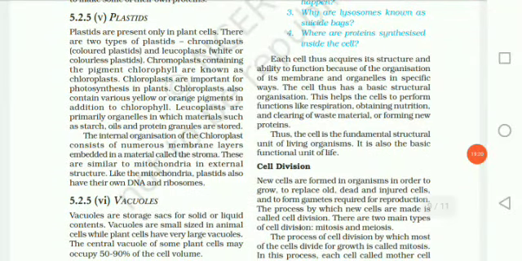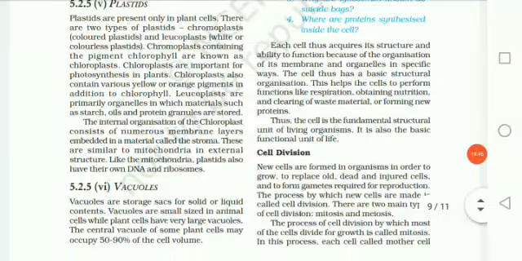Each cell thus acquires its structure and ability to function because of the organization of its membranes and organelles in specific ways. The cell is thus a basic structural organization, and this helps the cell to perform functions like respiration and everything else. That is why the cell is the structural and functional unit of life.